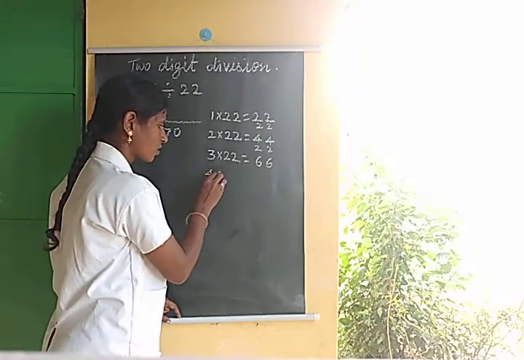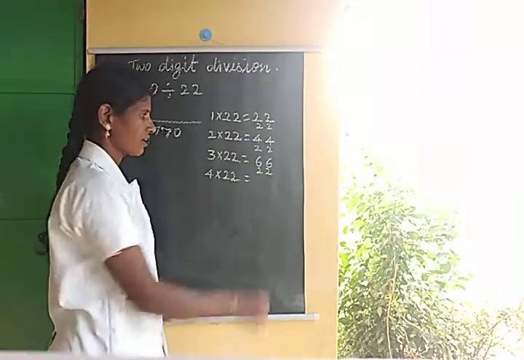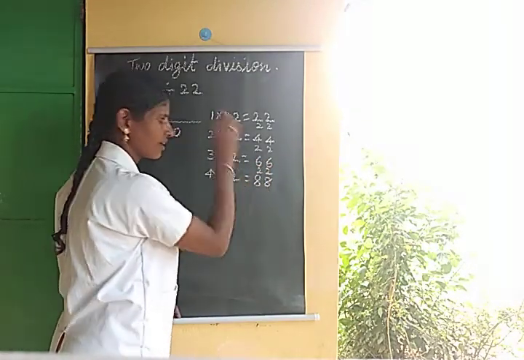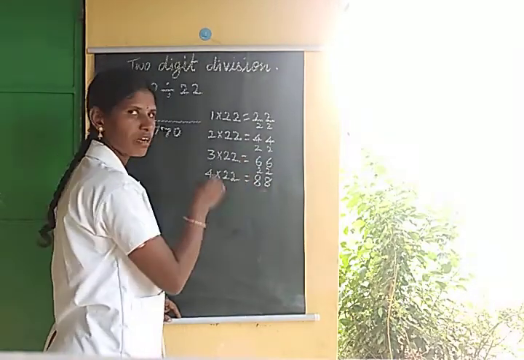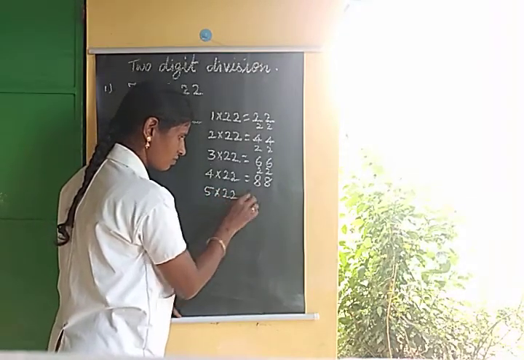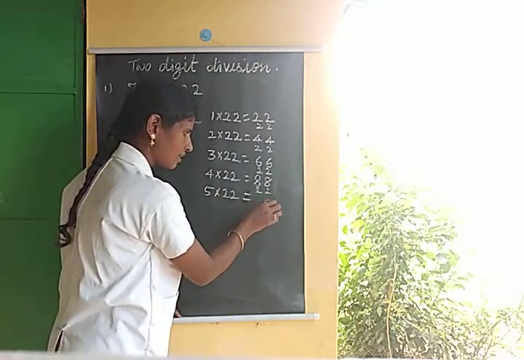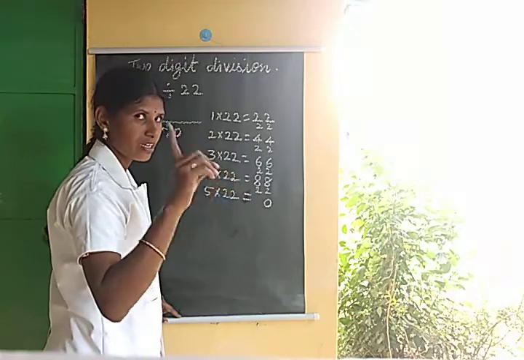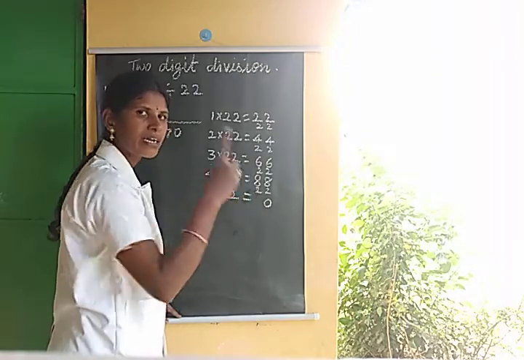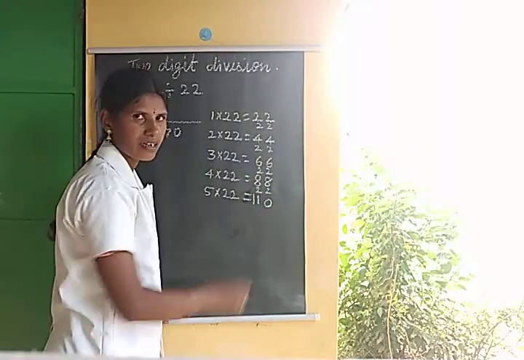Next, 4 22s are. Write here small. 6 plus 2 is 8. Very carefully, see how to write. Then 5 22s are. Write here small. 8 plus 2 is 10. Regroup 1. Just keep it on the bed; you need not write it here. 8 plus 2 is again 10, 10 plus 1 is 11, so 110.